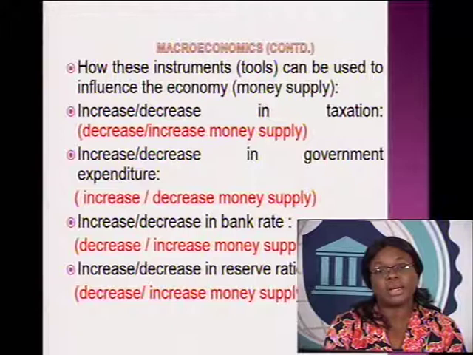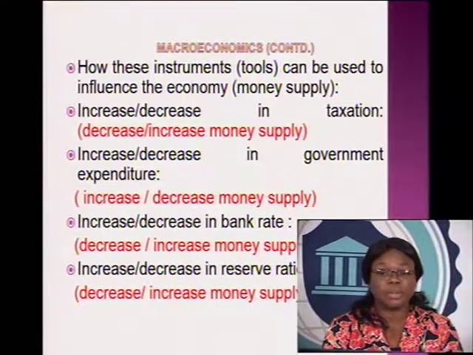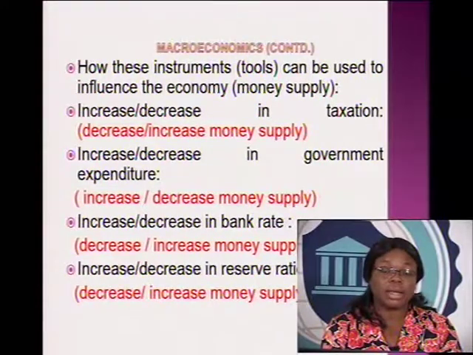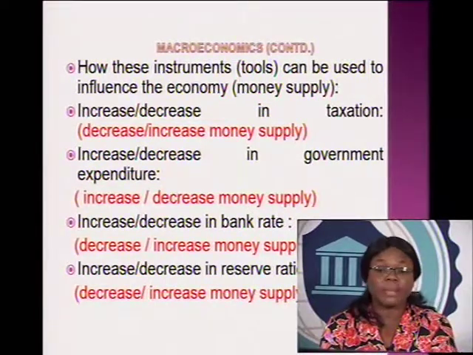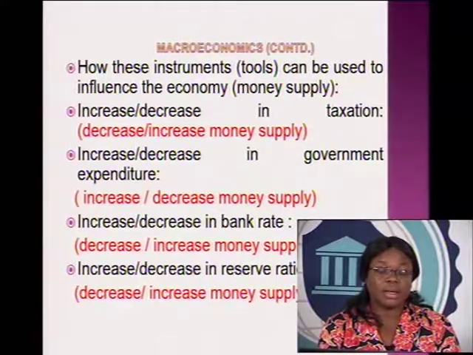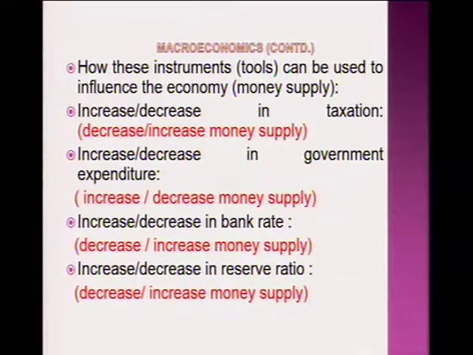But what I want to talk about now is how the government uses these tools to influence the economy, and the government can do that through the impact it has on money supply. On the screen you can see the first point: an increase or a decrease in taxation. An increase in taxation leads to a decrease in money supply. And if the government decides to decrease taxation, in other words, if they bring down the tax rate, that is going to increase the money supply, or the money which people in the economy have.